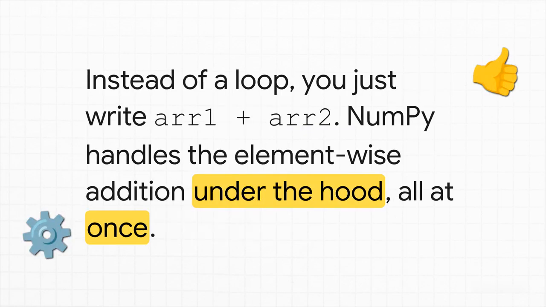And here's exactly what that looks like in code. Let's say you have 2 arrays. r1 is 1, 2, 3, and r2 is 4, 5, 6. Normally in Python, you'd need a loop to add these together. But with vectorization, you just write r1 + r2. And NumPy is smart enough to add the first elements together, the second elements together, and the third elements together all at once, under the hood.